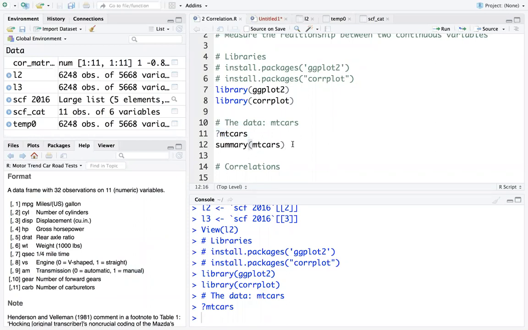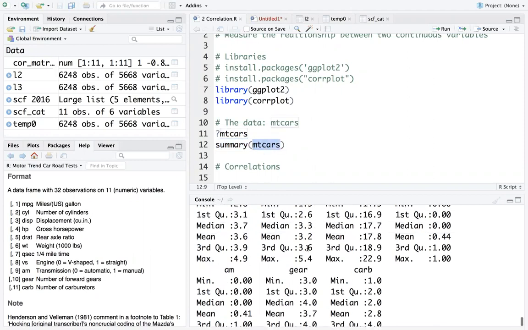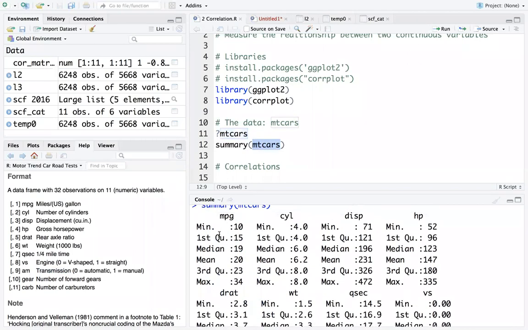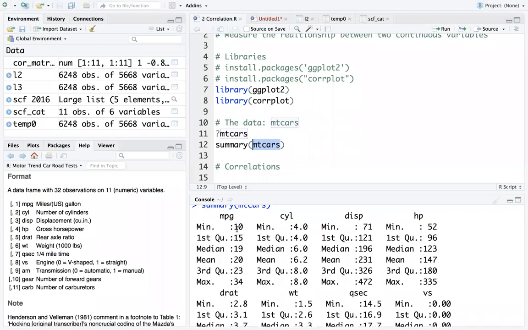So without further ado, let's take a quick peek at the data. I'm running the function called summary on mtcars, and it gives me a lot of information from the get-go. Miles per gallon goes from 10 to 34. The average is 20 miles per gallon. Cylinders start at 4 and go all the way up to 8. The middle number, the median, is 6.